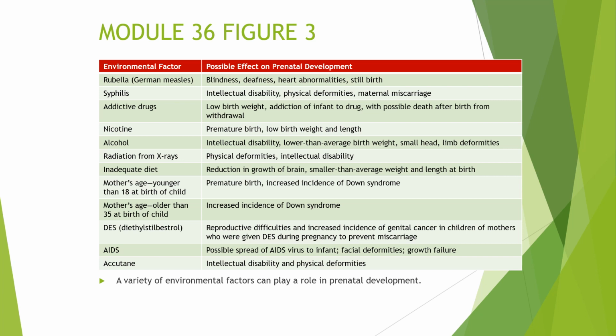An inadequate diet, or the mother's age, younger than 18 at the birth of a child, can actually lead to a premature birth or increased incidence of Down syndrome. The mother's age, if it is over the age of 35, could lead to an increased risk of Down syndrome. AIDS and Accutane, and various other things, could lead to various physical or intellectual disabilities in the child after they are born.